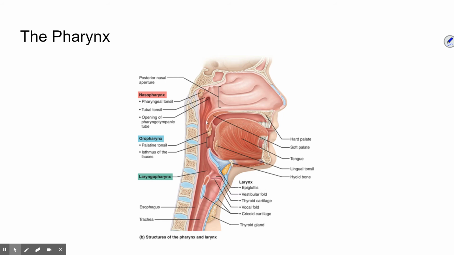You also have these organs up here called the pharyngeal tonsil, but you've probably heard them called the adenoids. They are part of your tonsils, and a lot of times if you have your tonsils removed, they'll also remove your adenoids, and we'll talk more about those in just a second.